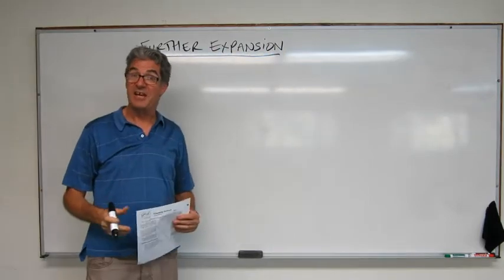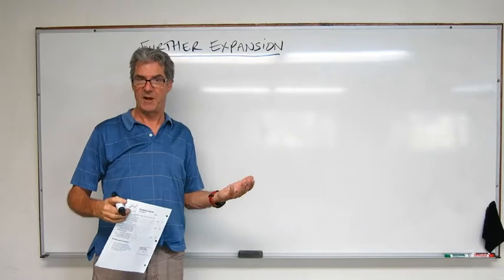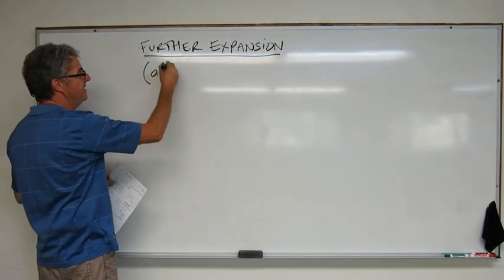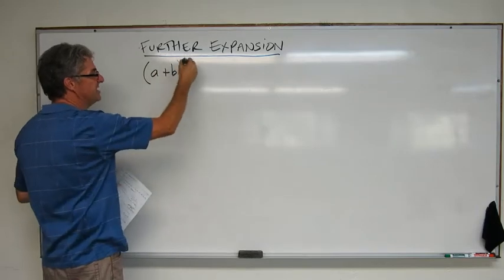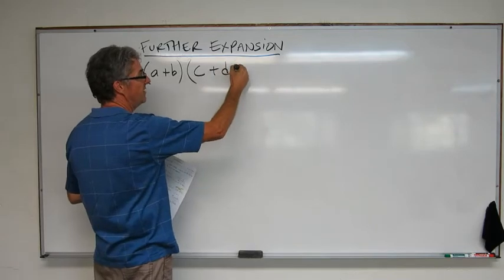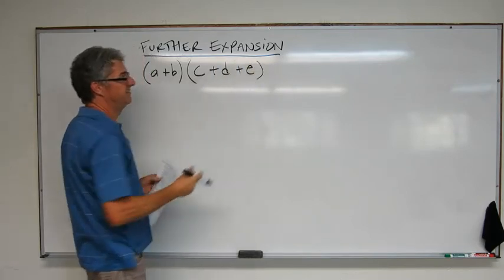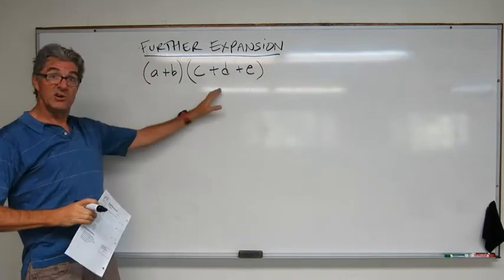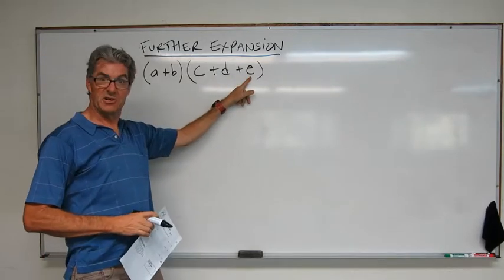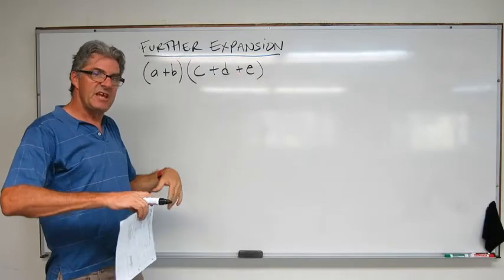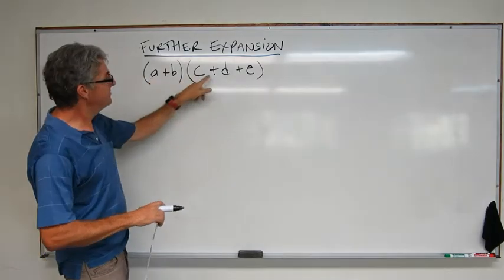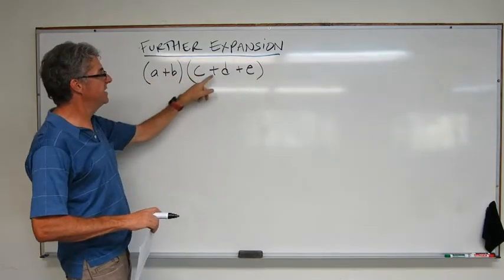This is kind of like jumbo distributive property, and I'll show you what I mean. What if I have (A + B) times (C + D + E)? This started to look like a FOIL, like a product law, but I added another term. So this is like jumbo distributive property. What we're going to do is multiply the A times each of these terms and the B times each of these terms.